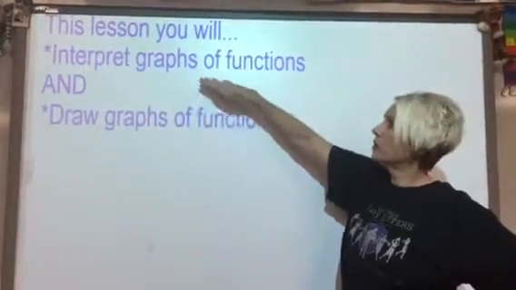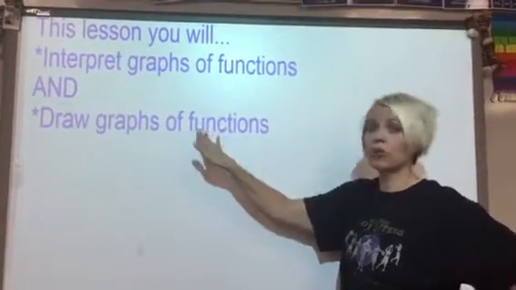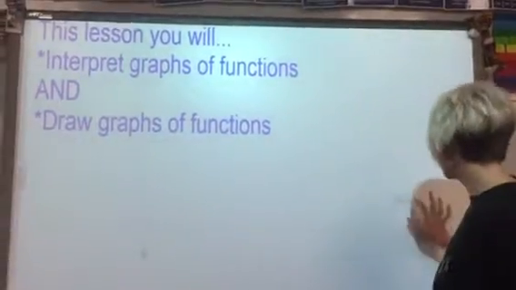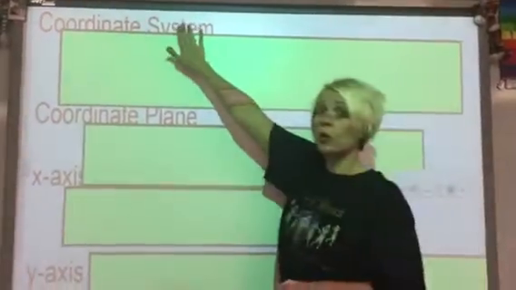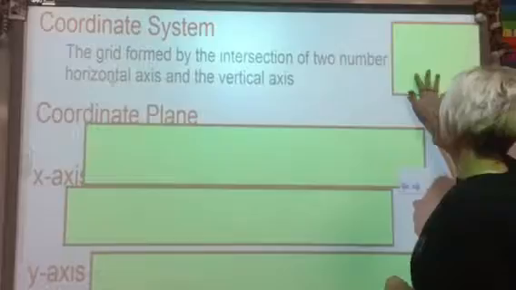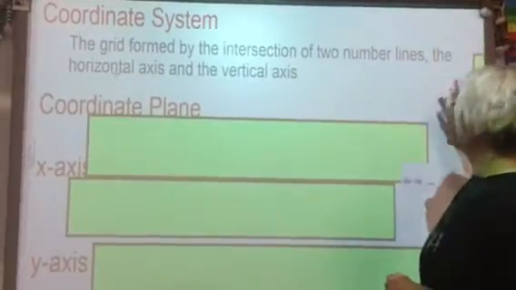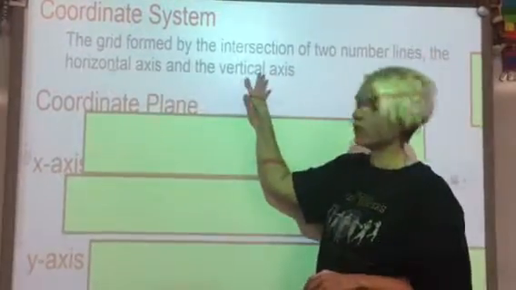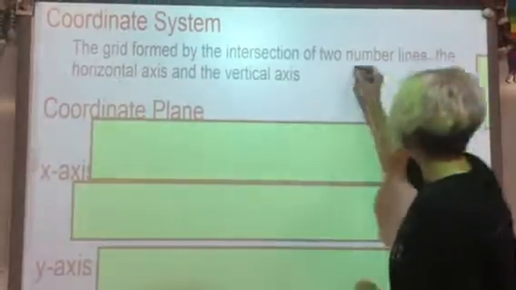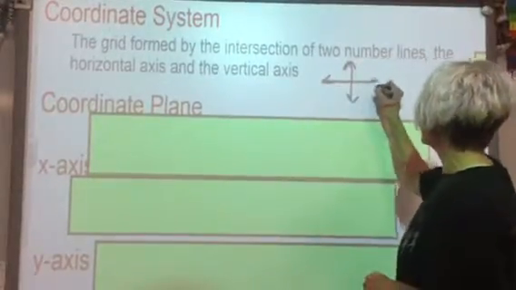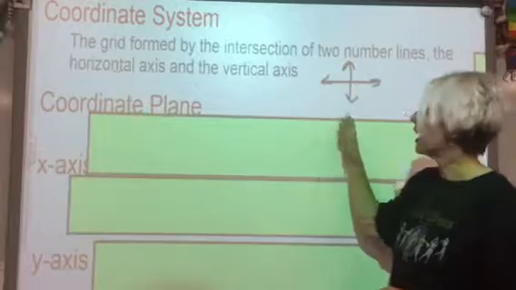In this lesson, we're going to interpret graphs of functions and draw graphs of functions. So we do have a lot of vocabulary today. A coordinate system is the grid formed by the intersection of two number lines, the horizontal axis and the vertical axis. And it does look like this. And I'll put an example of that in your notes so you have that as well.